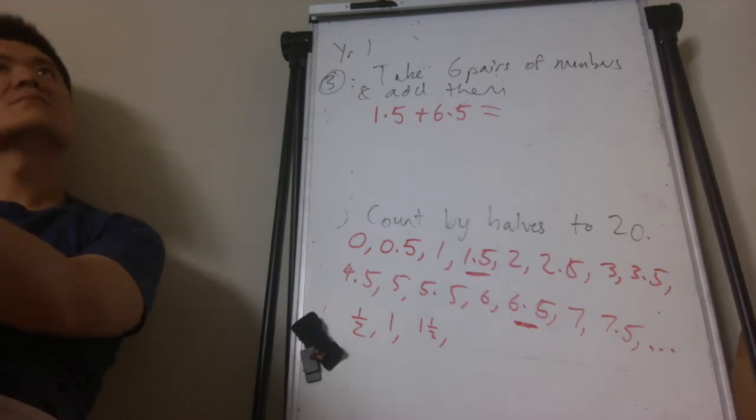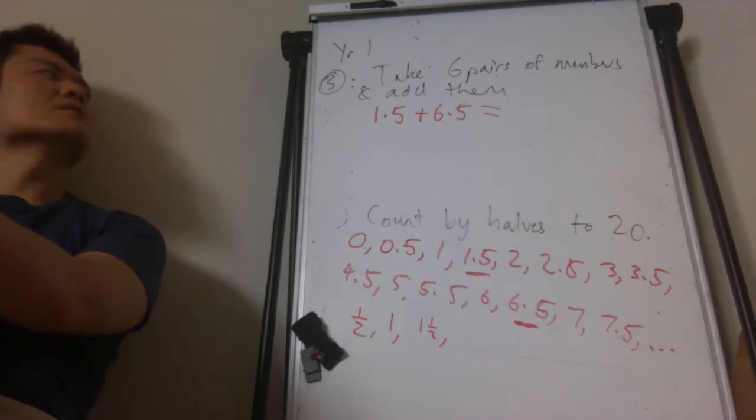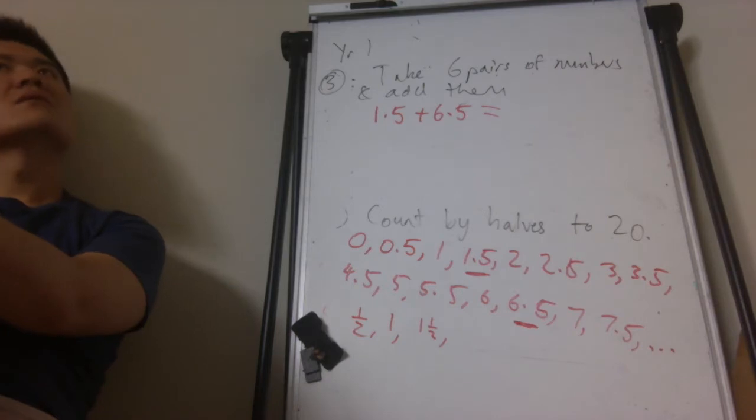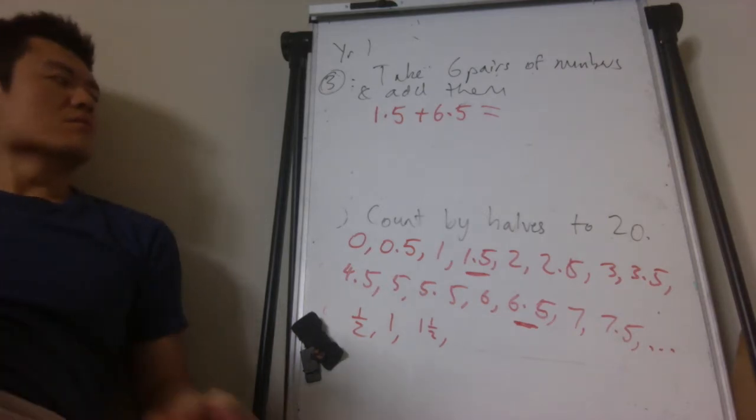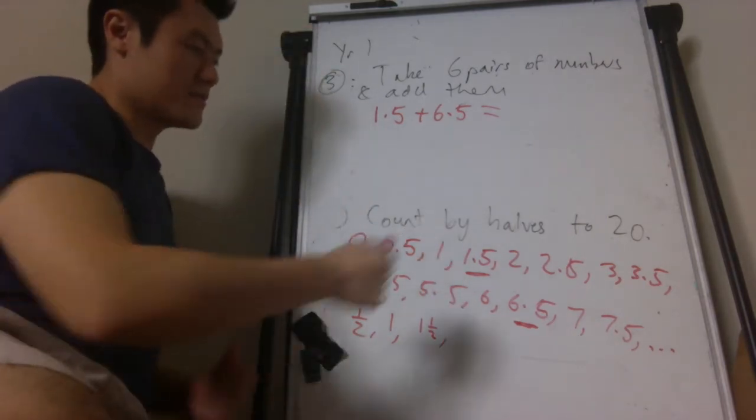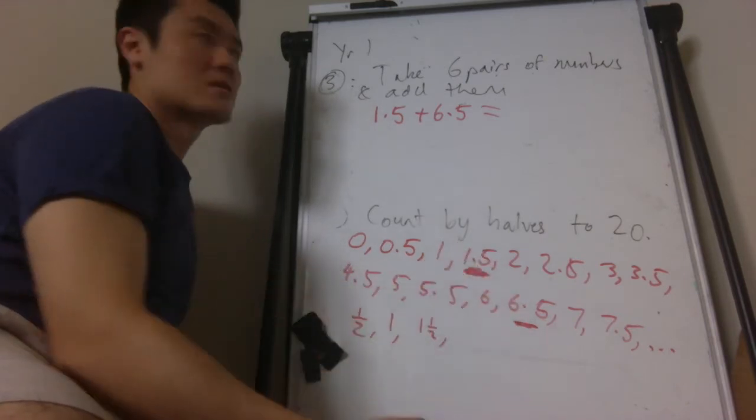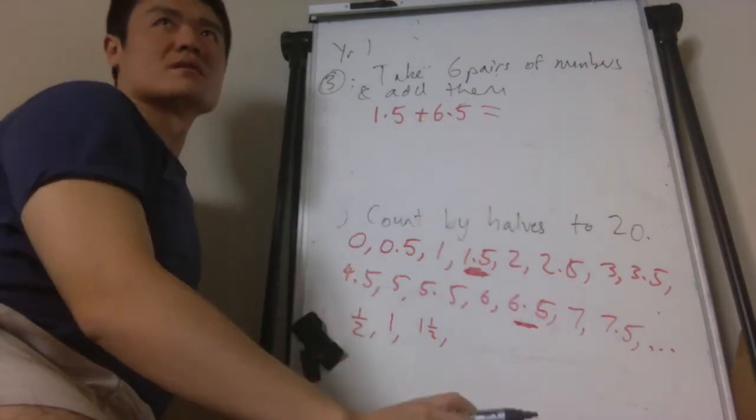Don't really know. Yeah, it's not easy, huh? So I guess what we have to do is figure out what this means, right? So 1.5 is here, right? We want to plus 6.5, okay?